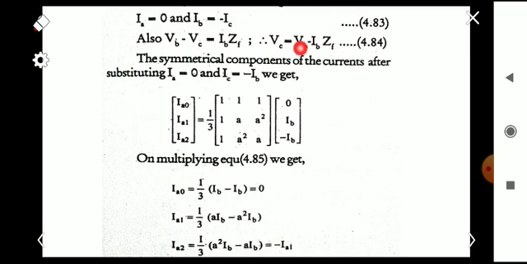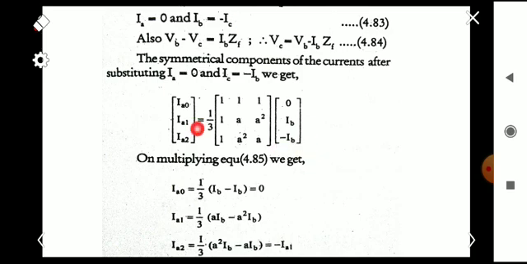So you can see here, VB minus VC equal to IB into ZF. So from that, VC is equal to VB minus IB into ZF. Here IB is equal to minus IC, or IC is equal to minus IB. If we substitute the values in the symmetrical component equation of the current, IA0, IA1 and IA2, the value of IA is equal to 0, and instead of IC we have written minus IB here.